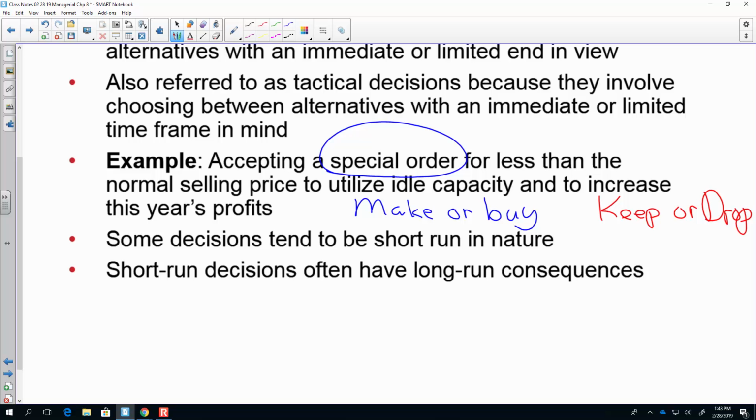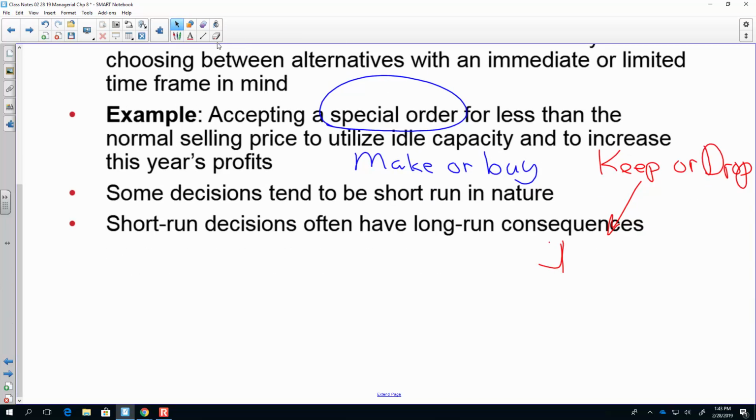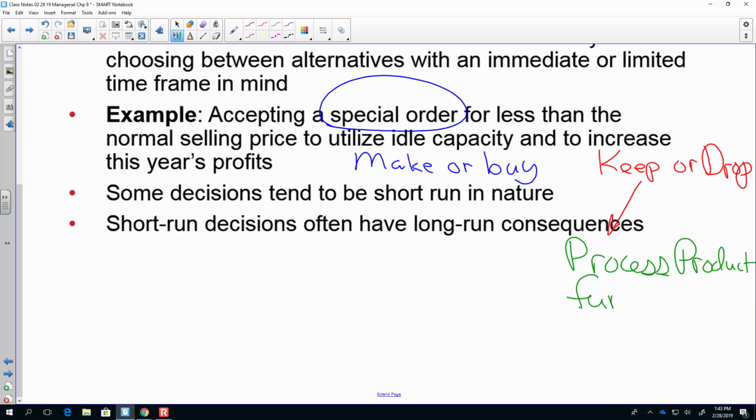And an offshoot of this keep or drop will be the process further decision. Should we sell at a certain point, or should we process that product further into another one? So I'll put this in green. Process product further. Will we get more money if we do process it further? So all four of these decisions, special order, make or buy, keep or drop, process the product further, are found in Chapter 8.